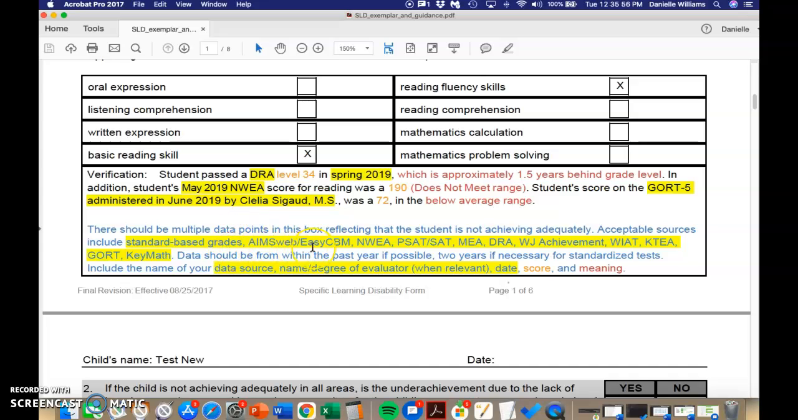You're going to indicate what your data source was, who did it, what was their name, and what are their credentials if they have credentials. What was the date that this testing was done, approximately. You see this is June 2019, so you don't need to specify June 4th, 2019, but month and year, who the person was, what is the score, and then what does that score mean?